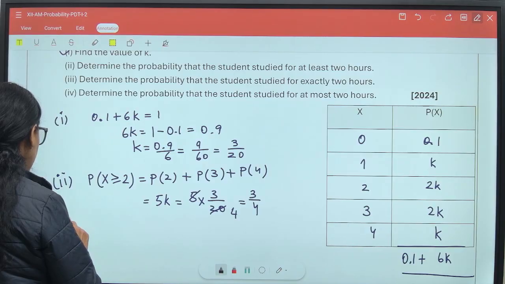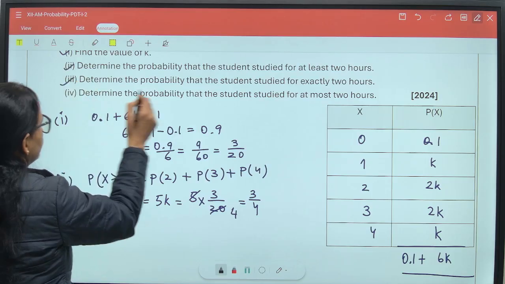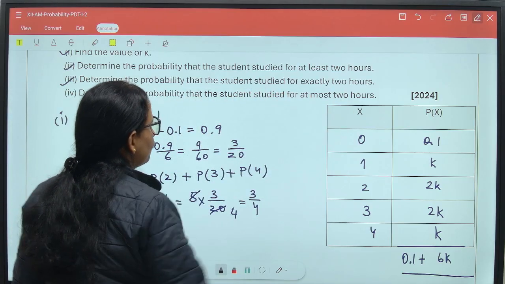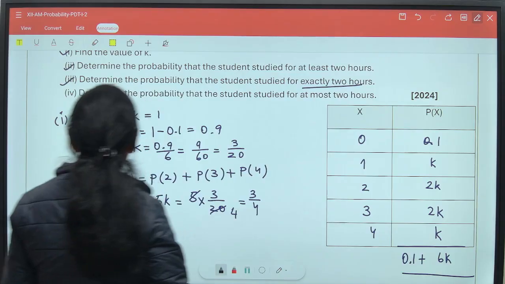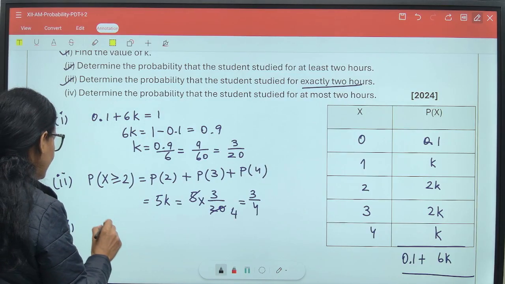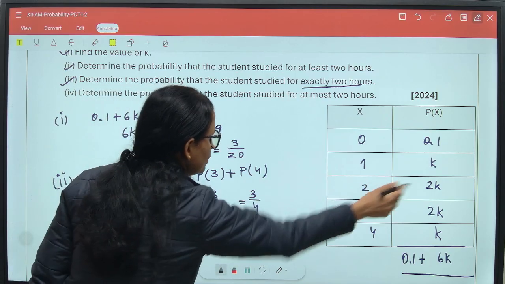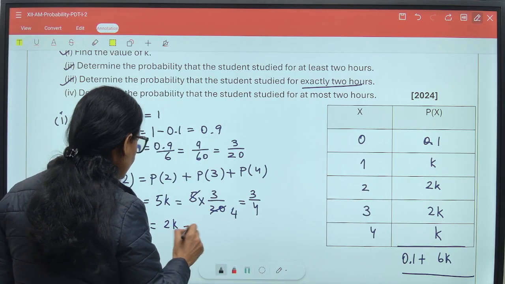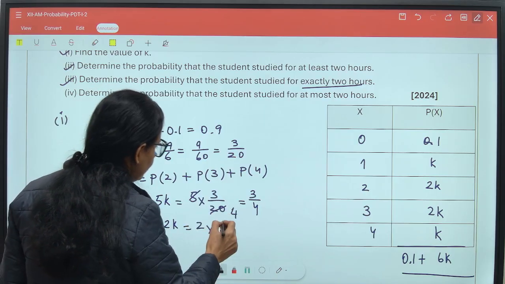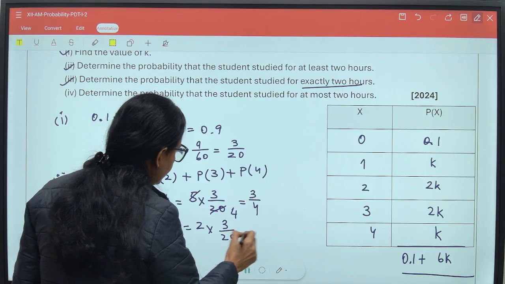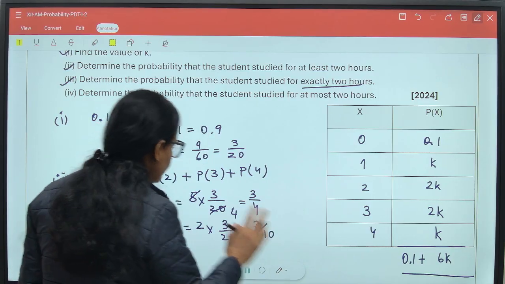The third part is, what is the third part? Determine the probability that the student studied for exactly 2 hours. Now when it is asking about exactly 2 hours, probability of x equals 2, and x equals 2 means it is 2k. So if it is 2k, that means 2 into what is the value of k? 3 by 20, that means 3 by 10. So this is your answer.